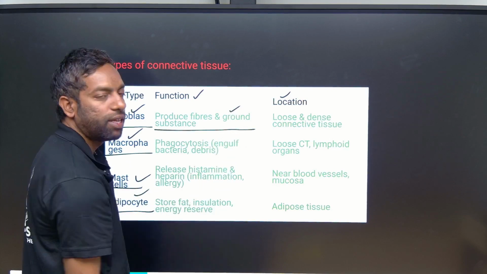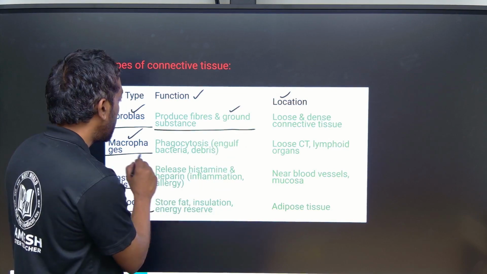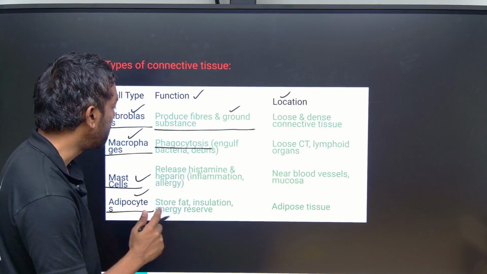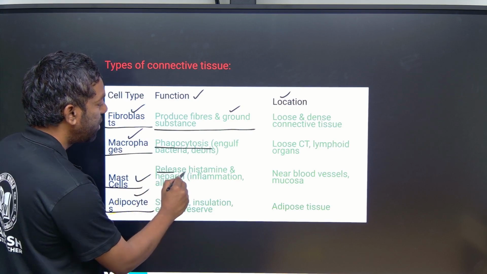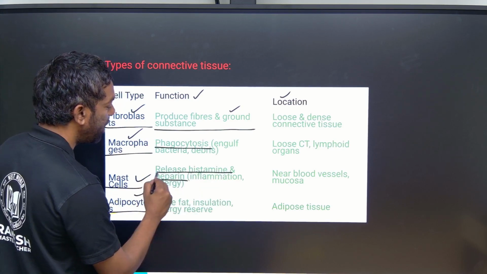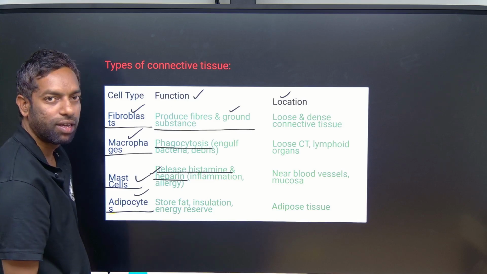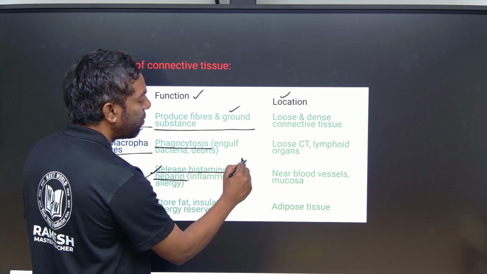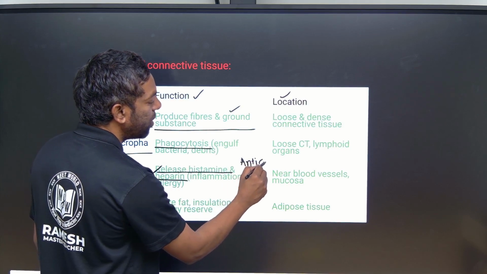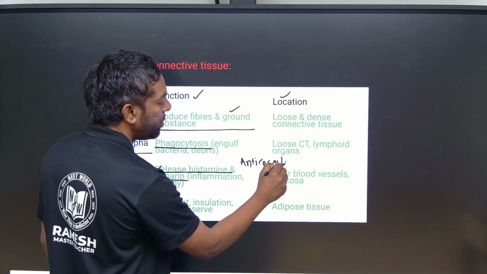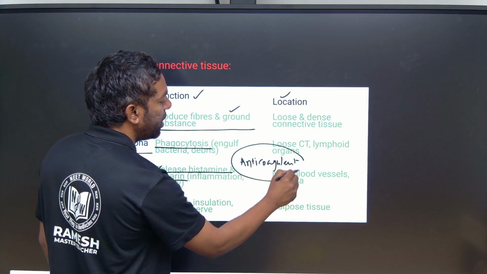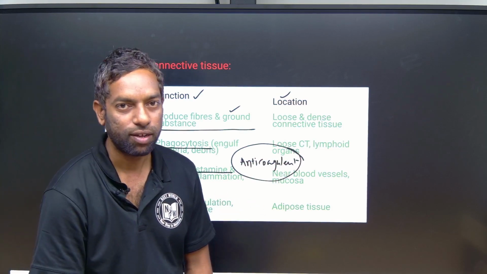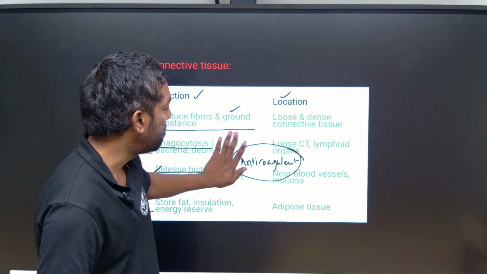Fibroblast cells can produce fibers. Macrophages are phagocytic in nature, it is important, that is why I am repeating. Mast cells release histamine and heparin. What is heparin? Heparin is an anticoagulant, meaning it is the opposite of blood clotting. Okay, it is opposite to blood clotting.